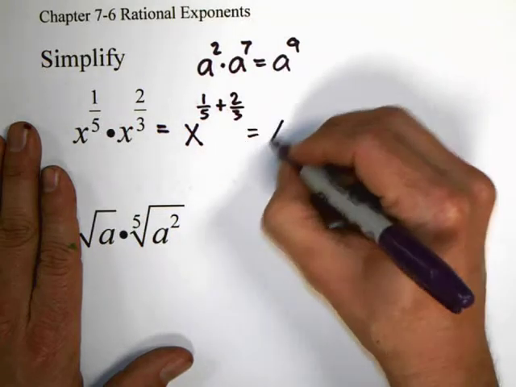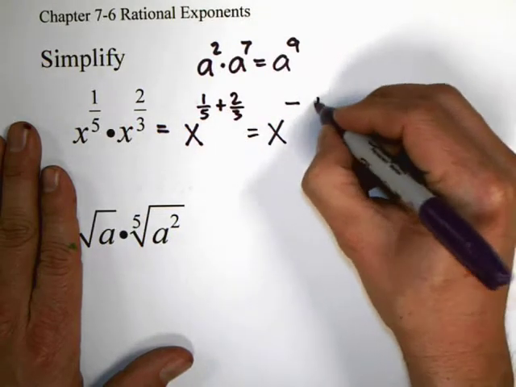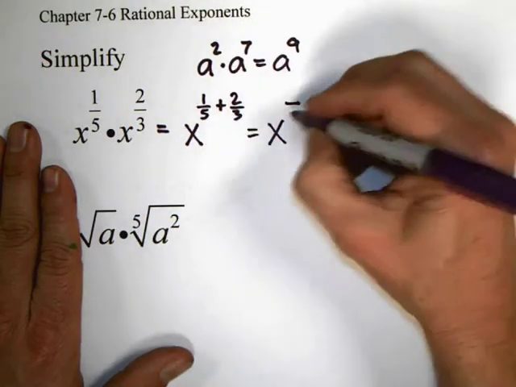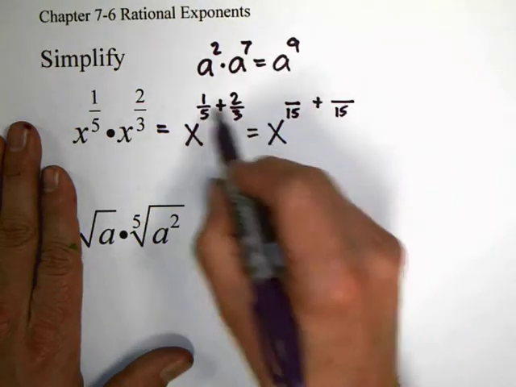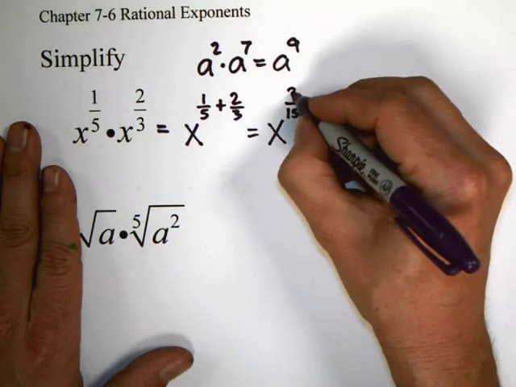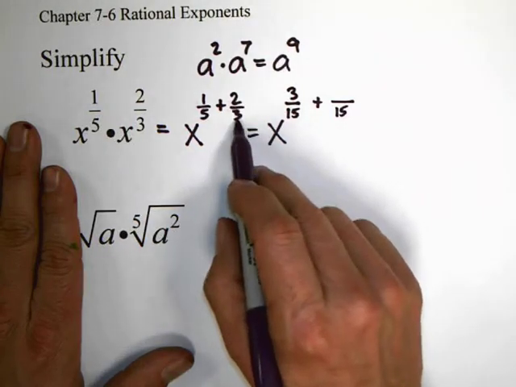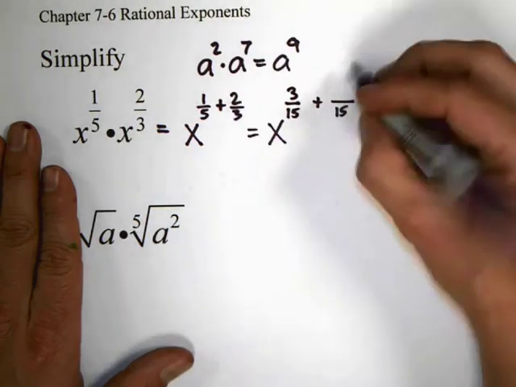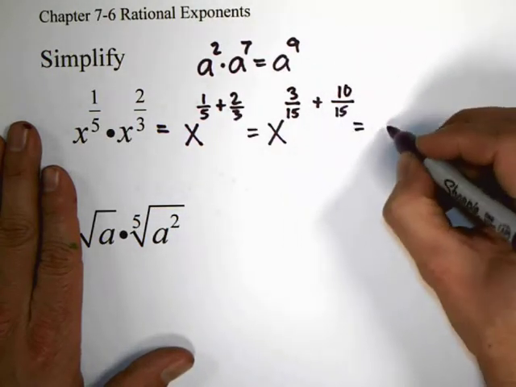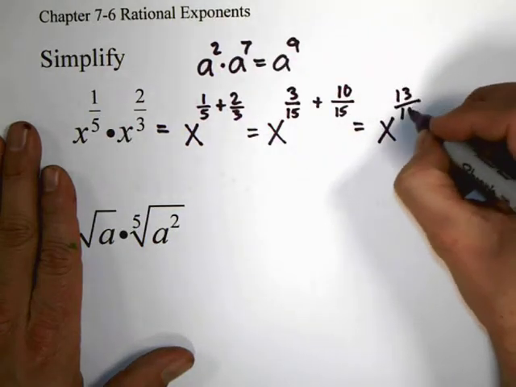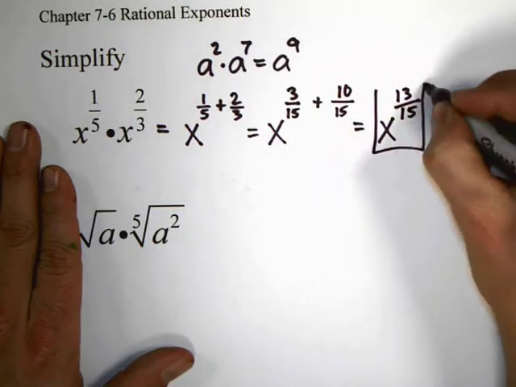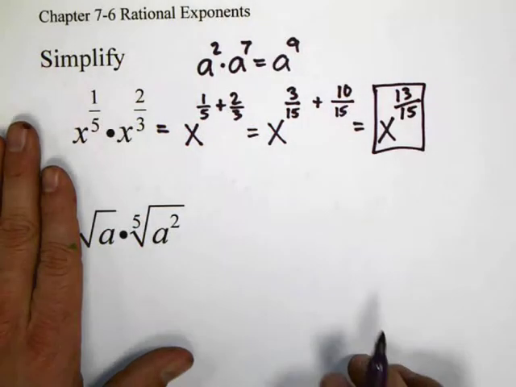So what's that going to look like? Well, I need something called a common denominator. So 5 and 3 common denominator is going to be 15. So 1/5 is going to turn into 3/15. So to turn a 3 into 15, I multiply by 5. 2 times 5 is 10. So my final answer would be x to the 13/15. So that's the basics.